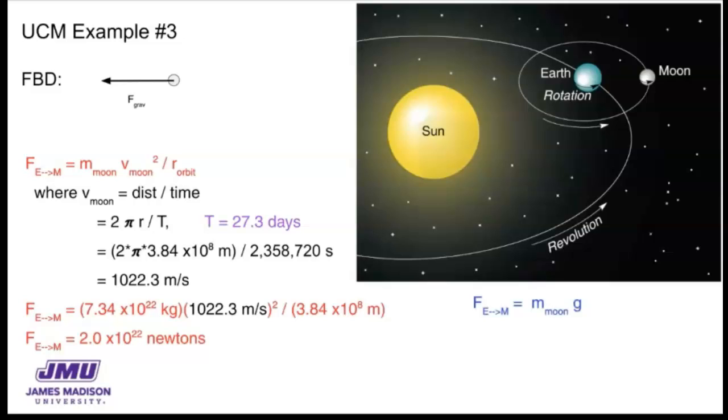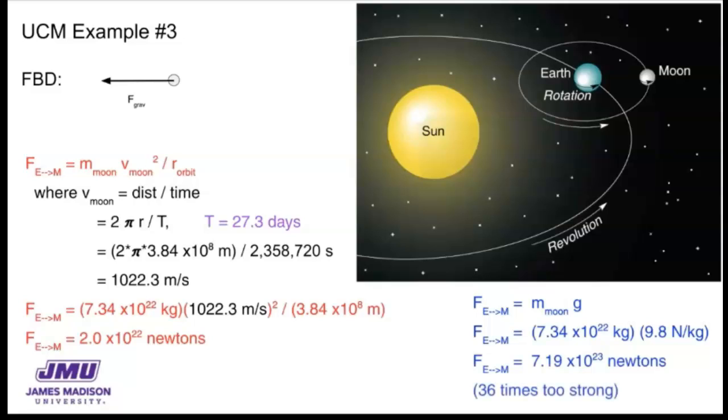You might have thought that you could just take the mass of the Moon times g, and g is 9.8 newtons per kilogram, and this looks like a much easier calculation, and you get a very different answer, though. This is an answer that's 36 times too strong, and that is because you can't use lowercase g unless you are on or very close to the surface of the Earth. And the Moon is not very close to the surface of the Earth. It's like 60 Earth radii away from the surface of the Earth.